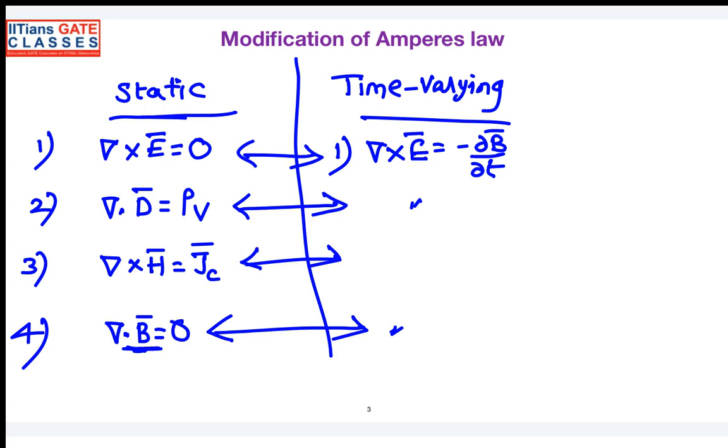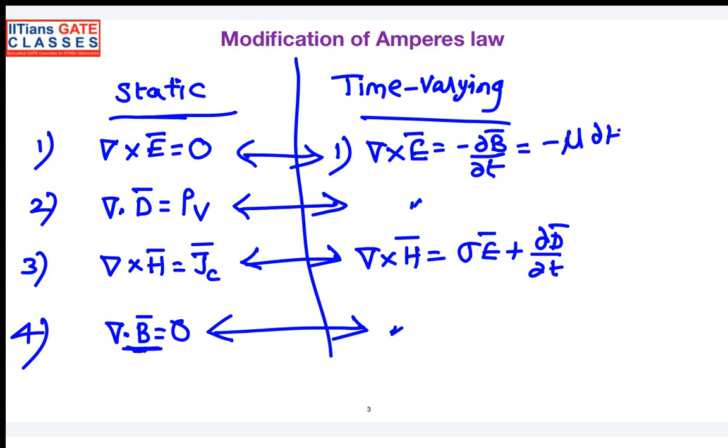Right now, we have seen the third equation is modified like this: curl of H is equal to sigma E plus dou D by dou T. So this is called your displacement current density. I can say the first equation can also be written as B is equal to mu H, so mu into dou H by dou T. And the third equation can also be written as sigma E plus, D is equal to epsilon times E, so epsilon into dou E by dou T.